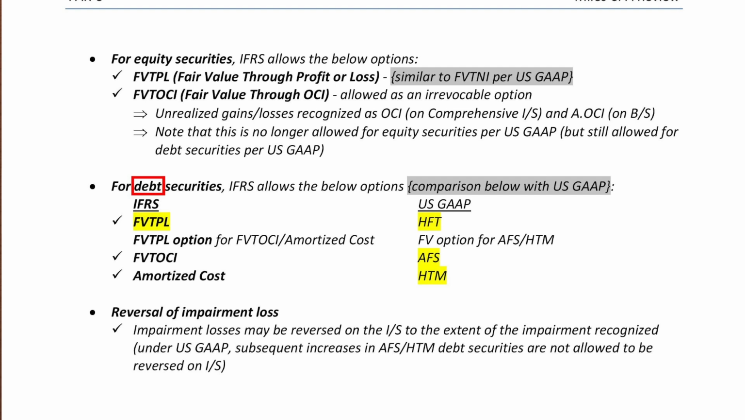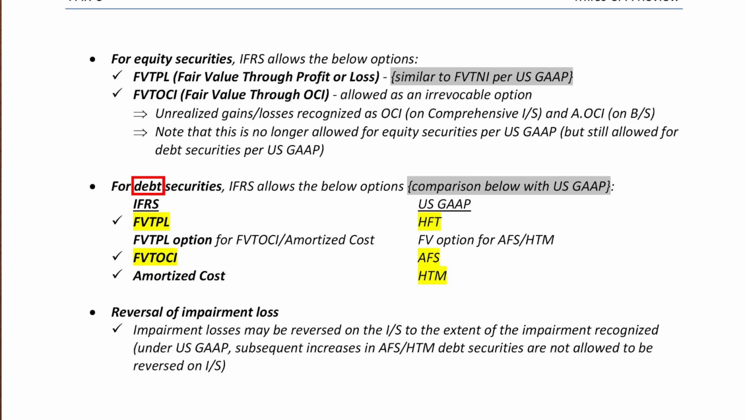AFS, or available for sale debt securities under US GAAP, they are fair value through OCI under IFRS. Again, very similar accounting. So for available for sale securities under US GAAP, we said that they're going to be at fair value on the balance sheet, but any unrealized gains or losses will be recorded in OCI or accumulated OCI on the balance sheet. And that's why they're calling it fair value through OCI under IFRS.